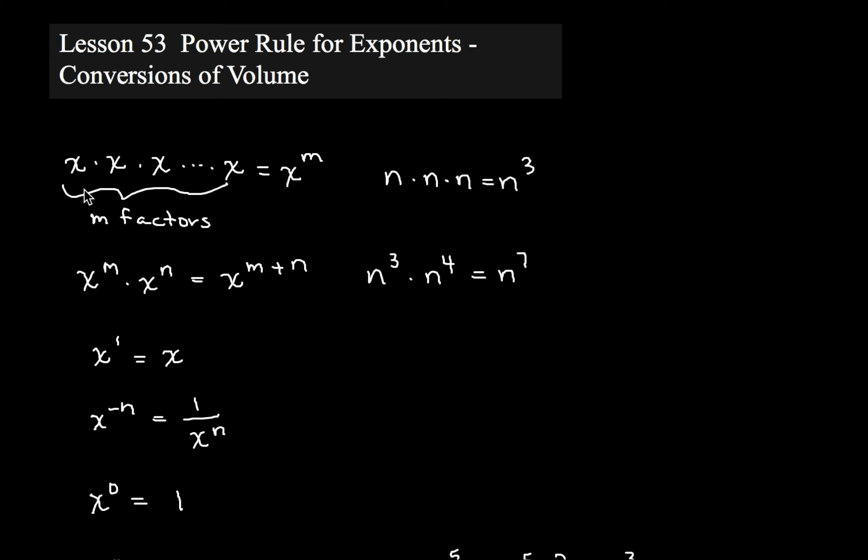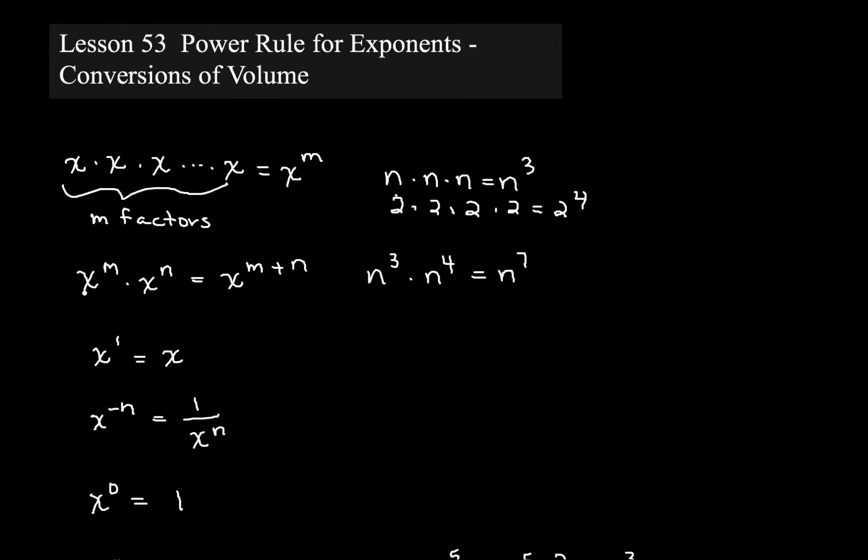The first one is if you have a number multiplied by itself a number of times, then you just take whatever the base number is, raised to the number of times you multiply it together. For example, if you have n times n times n, it would be n to the third. Or if I had 2 times 2 times 2 times 2, it would be 2 to the fourth. So that's what the first rule says.